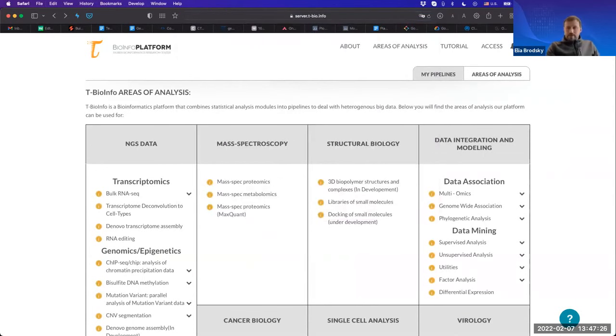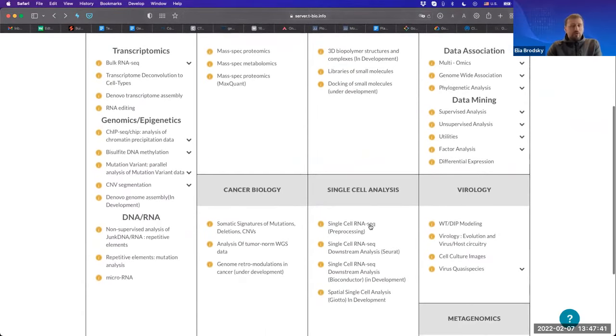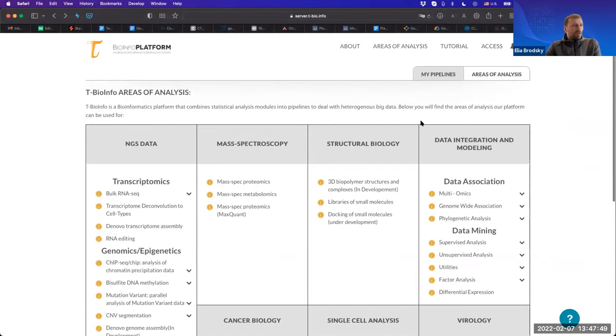server.tbio.info. This is a platform that has a lot of the methods implemented in a user-friendly environment. In addition to that, you will get some demo examples where you don't even need to run any analysis. You just need to understand and visualize some of the data. So please log into this platform.